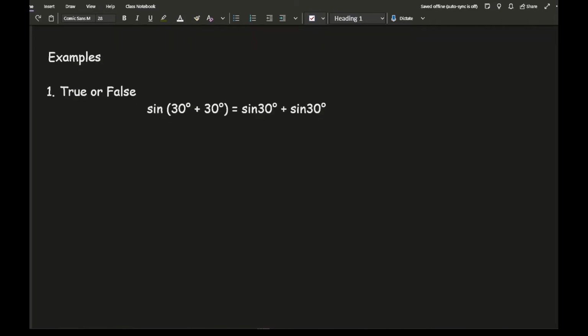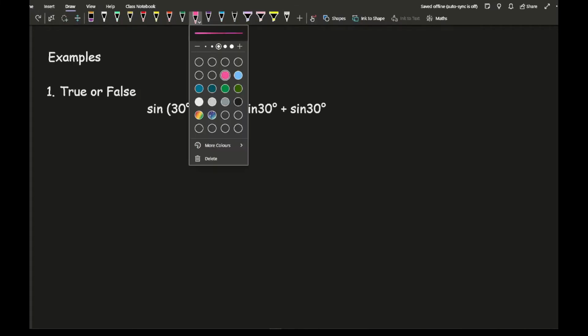So here we've got a true-false question. Now, I'll be honest with you, you're not going to get full marks simply by guessing true or false. You're going to have to show some working out with regards to these types of questions. So let's have a look at this first-hand side.